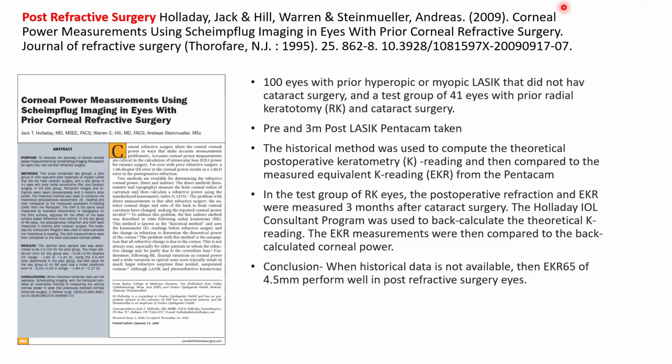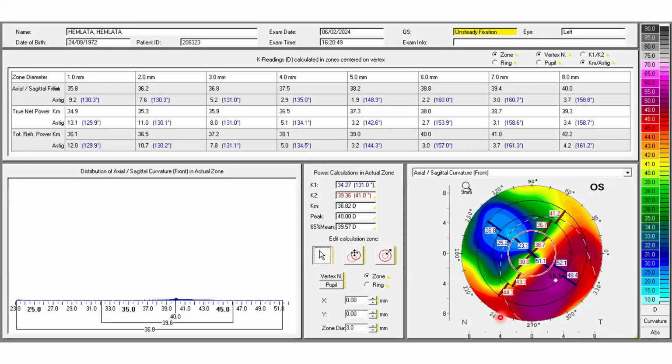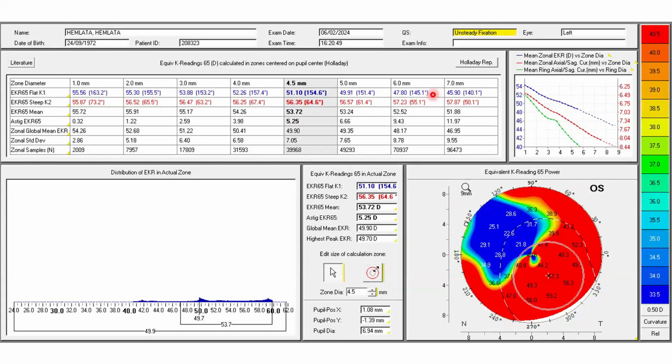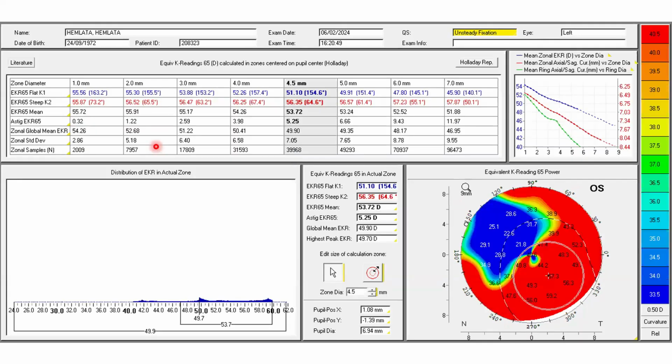So in the previous case, the first scan that you showed was not centered on the pupil. You said the pupil was being detected towards the patch graft side. And then in the next scan, it shows a little more central. So how did that happen? Ma'am, these are two different maps. This is the EKR 65 map, and this is the total corneal power map.